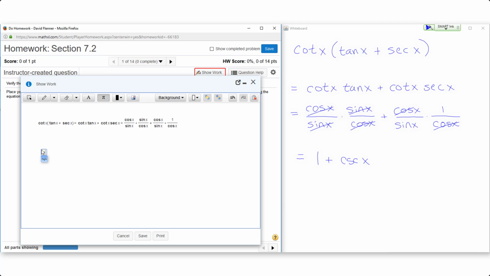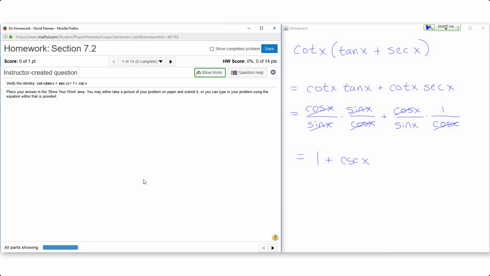And then things canceled away, and it equaled 1 plus cosecant x. And then that's enough for me to see that you've done your work properly. And that's perfectly acceptable. You just hit save at that point and email me and let me know that you've got your show your work ready. Then I'll go in and take a look at it, give you credit, or if you need to do some more work on it, I'll give you some pointers on where to go. But that's all there is to it.